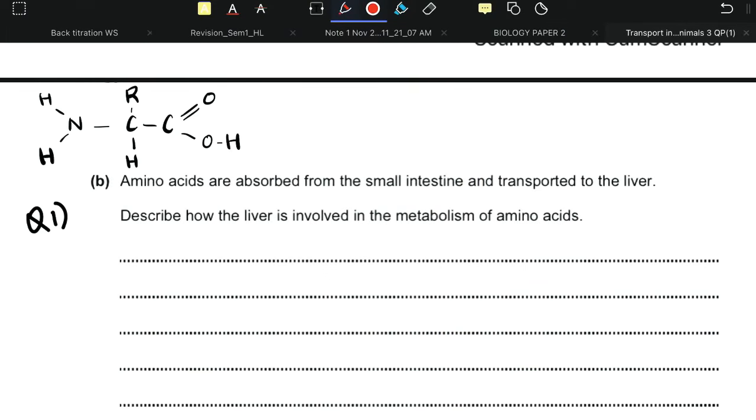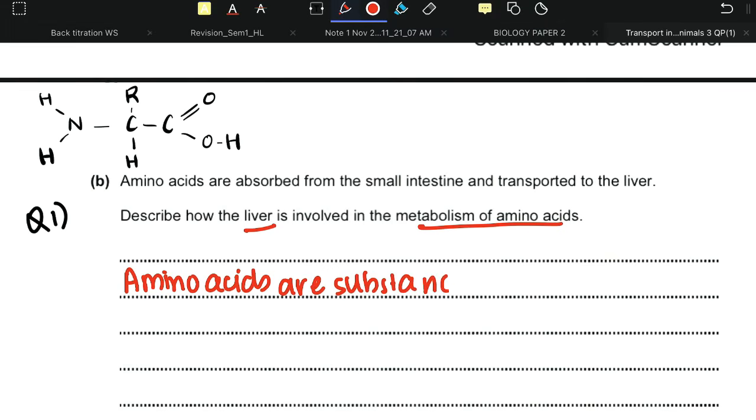Alright, looking into the first question: amino acids are absorbed from the small intestine and transported to the liver. Describe how the liver is involved in metabolism of amino acids. So in this case, you need to talk about what exactly amino acids are and what they are used for. Amino acids are the substances which are used to make protein. So that's your first point.